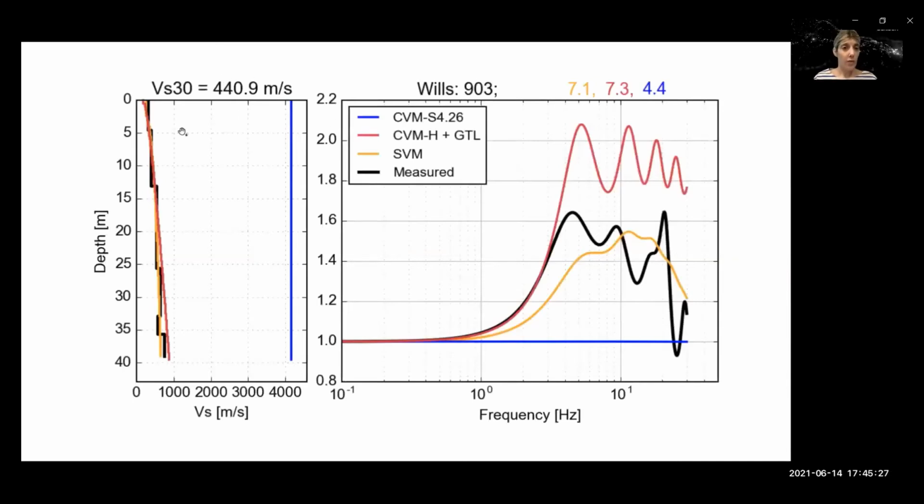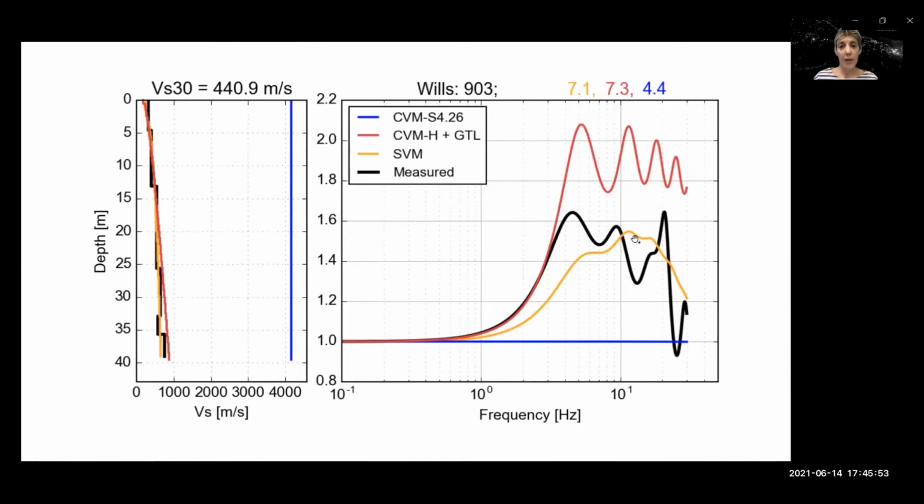This is an example of a site with VS30 of 440. You can see here the measured profile, which is the black one, the SVM, this is prediction on the basis of VS30, there's no curve fitting here, and CVMH with GTL. All three of them, actually the GTL in this case does a remarkably good job. And the CVMS without GTL is actually just a rock outcrop of 4 kilometers per second.